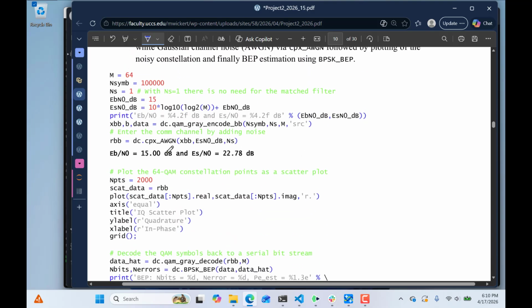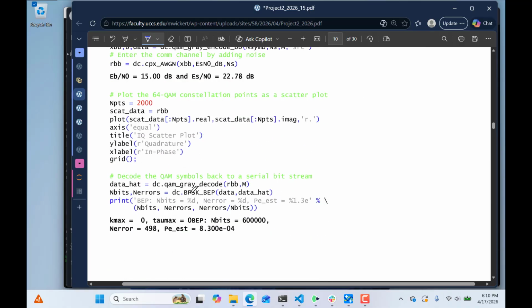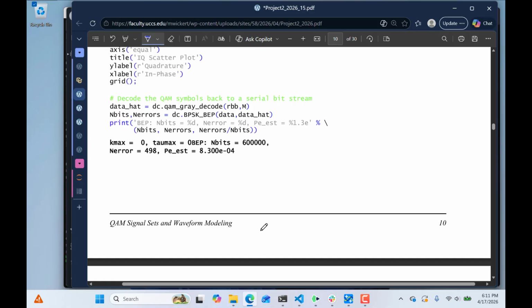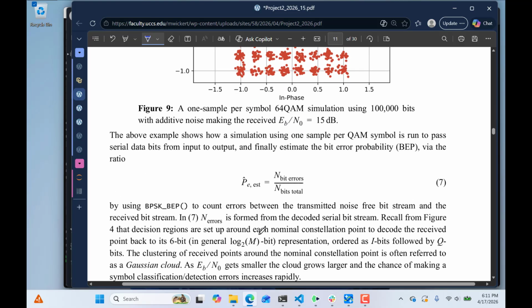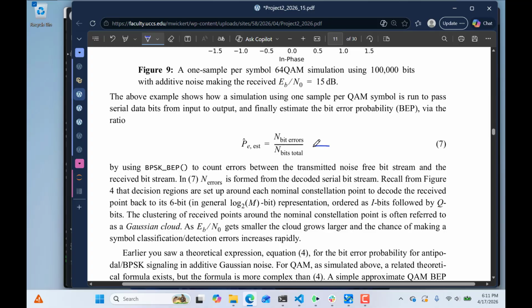I did a very simple example where I set the signal-to-noise ratio equivalent on the symbols to 22.78 dB with 64 QAM, and I run through the BPSK BEP on the serial stream, and out of 600,000 total bits sent, 498 were in error. That works out to a ratio of 498 over 600,000. That says the probability of a bit error in the serial stream is 8.3 times 10 to the minus fourth. That's what the constellation looks like on the scatter plot at the sampling instance in the receiver. And this is the calculation, like I was saying, that's being done in the code.